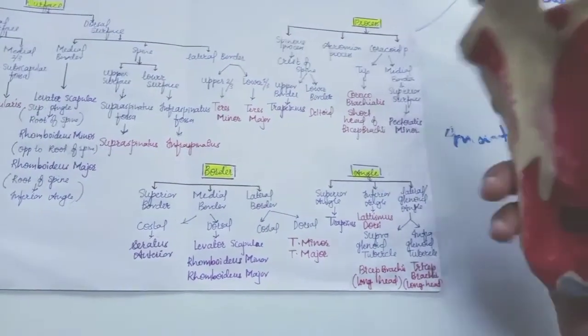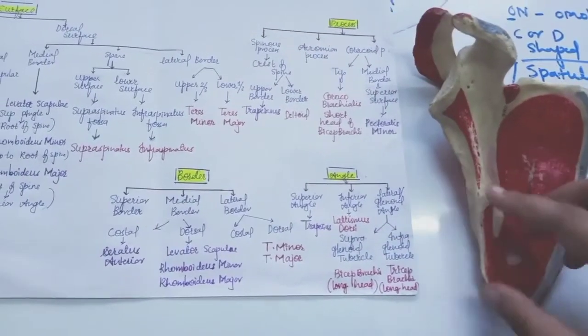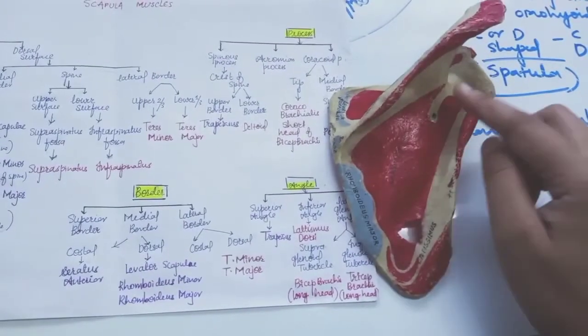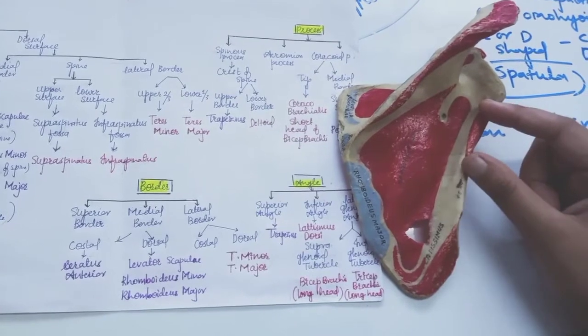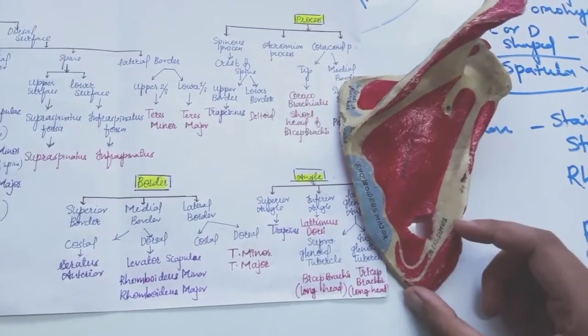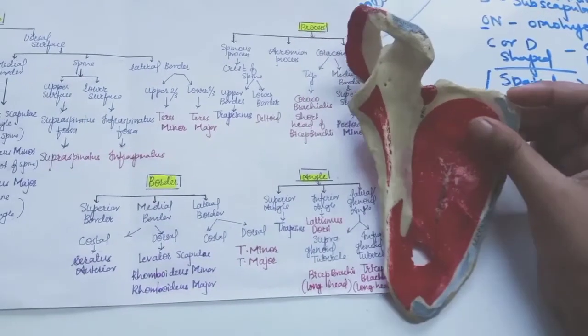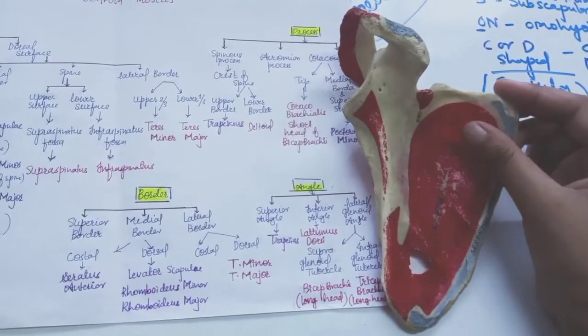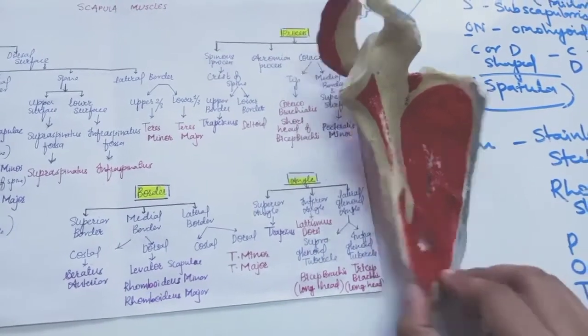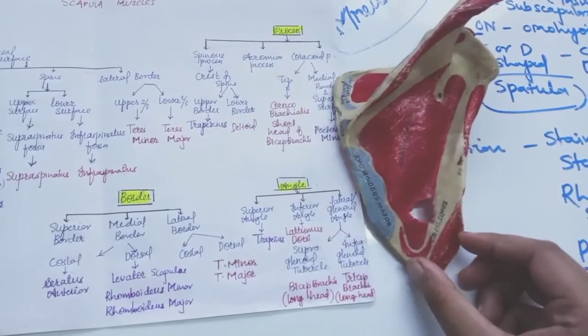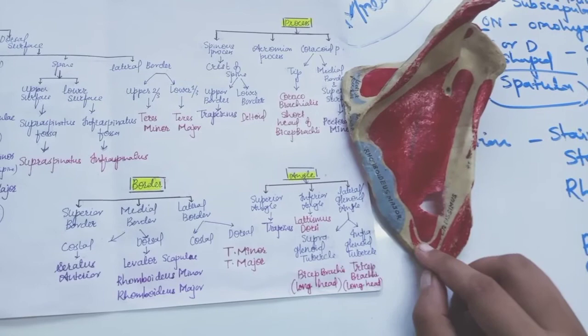Then the lateral border. This one is costal surface and this one is dorsal surface. This one is teres minor. This one is teres major. Then the angles. Superior angle, trapezius. Inferior angle, latissimus dorsi.